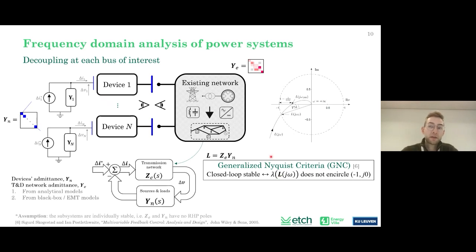We just check if the eigenvalue loci of the product of Z and the product of Y does not encircle the -1 point. If it does not encircle the -1 point, the system is stable. If it encircles the -1 point, we know the system is not stable.